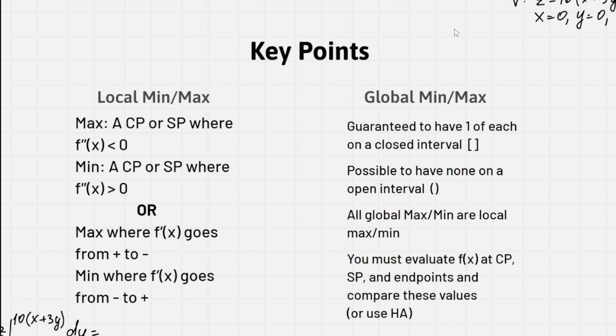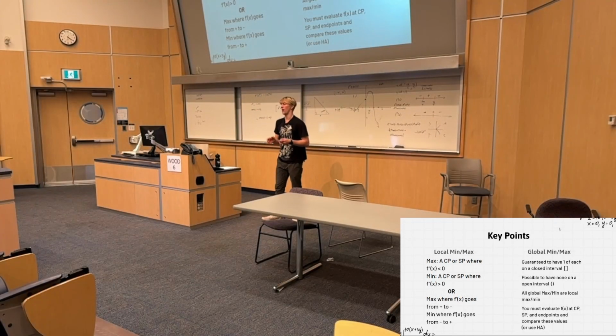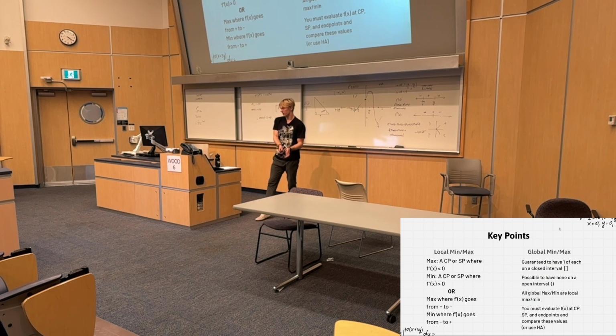But a local minimum or a local maximum has to be either at a critical point, a singular point, or the endpoints. And essentially, what you're looking for, again, is where the first derivative is 0 or it does not exist. Those are the potential points.